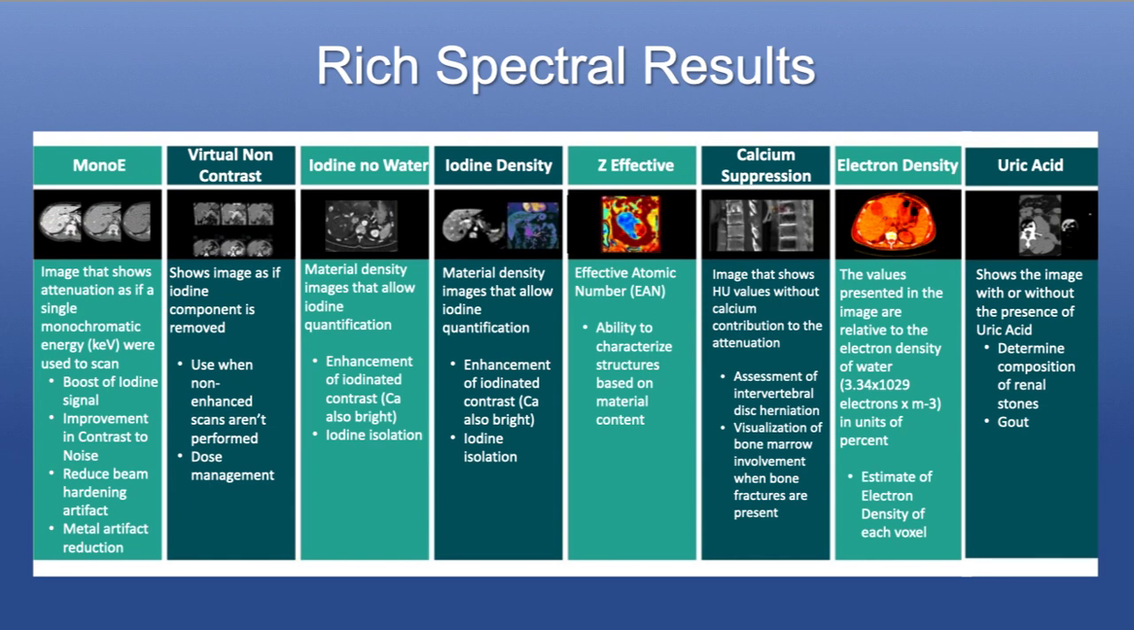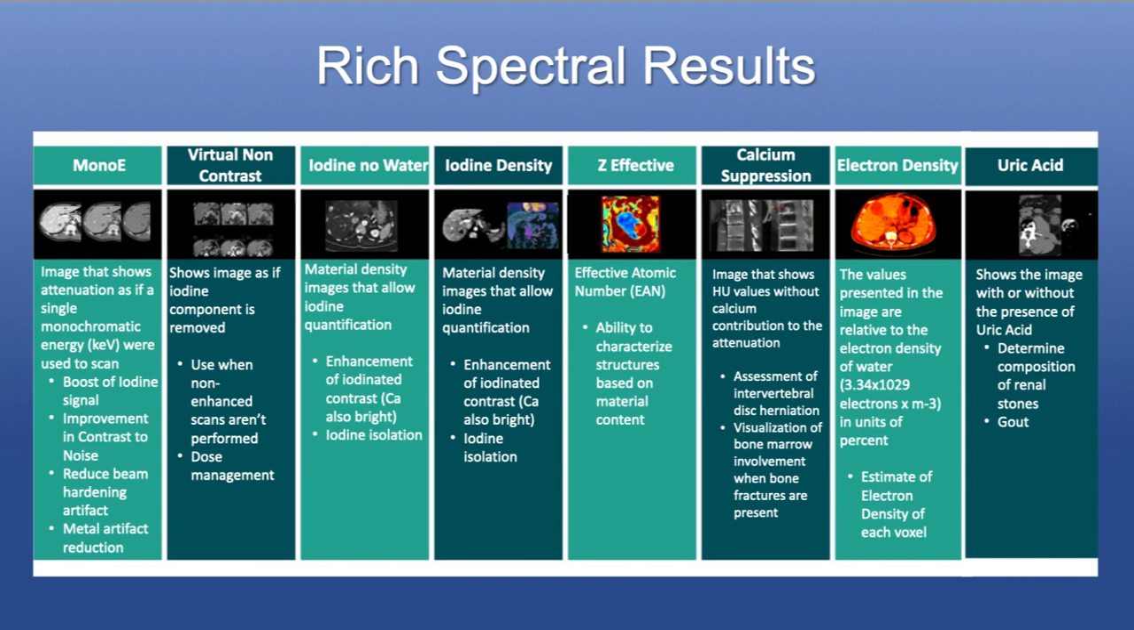We can see on the left the different mono-Es. In this, the image that will be shown is with the attenuation as if a single monochromatic energy was used during the scan. This is all done through post-processing. So we don't necessarily have to find the best one to scan. We can find that best one afterwards with the post-processing.